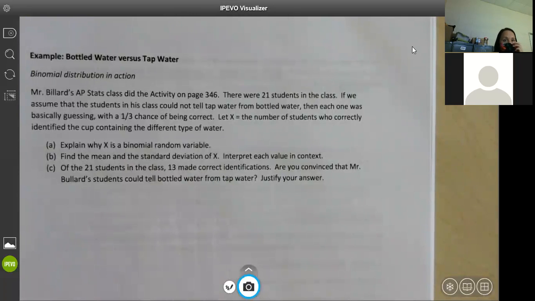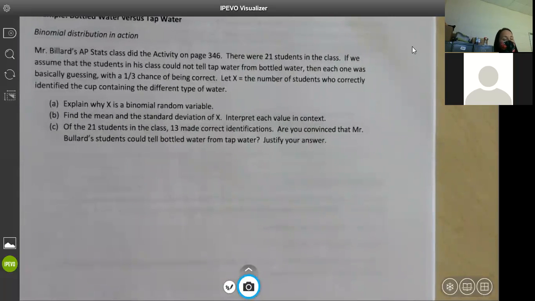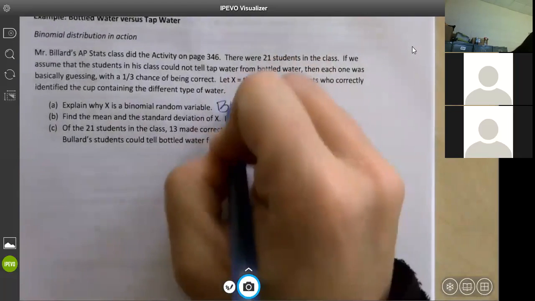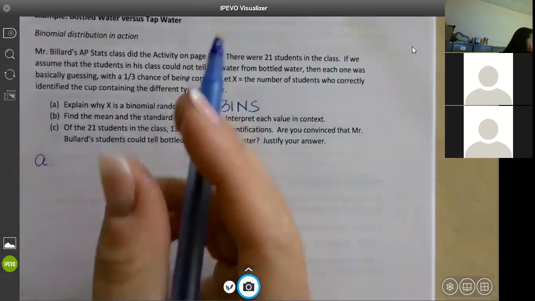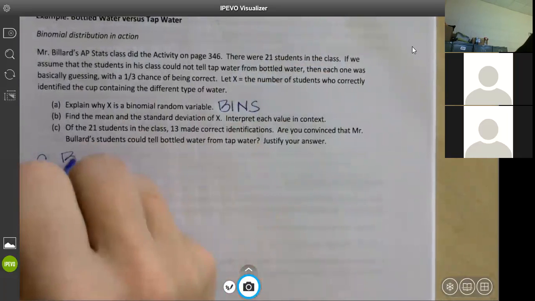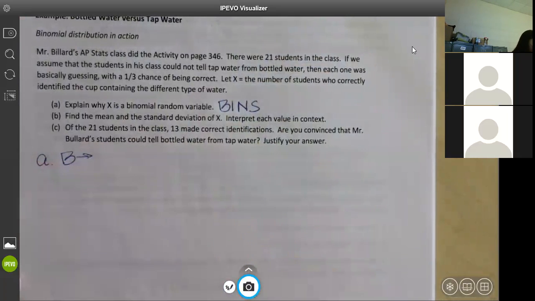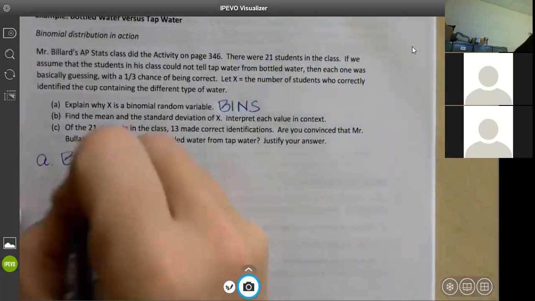Then each one was basically guessing with a 1/3 chance of being correct. Let X equal the number of students who correctly identified the cup containing the different type of water. So explain why X is a binomial random variable. How do we explain how it's a binomial random variable? Bins. So remember that. All right. So I'm going to start with B. What's your success?